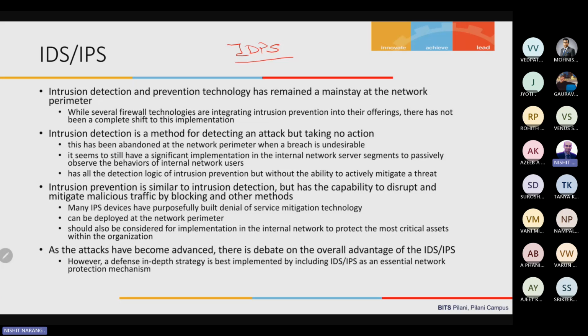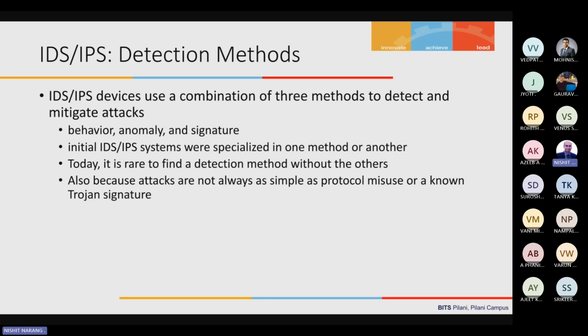It is a device which is able to detect such kinds of intrusions. A DDoS attack can very easily be detected by an IDPS, because IDPS devices have various detection methods which help them detect these kinds of attacks. So IDPS devices use a combination of multiple methods to detect an attack. They look at behavior, they look at anomalies, and they look at signatures. We'll quickly talk about each of these.